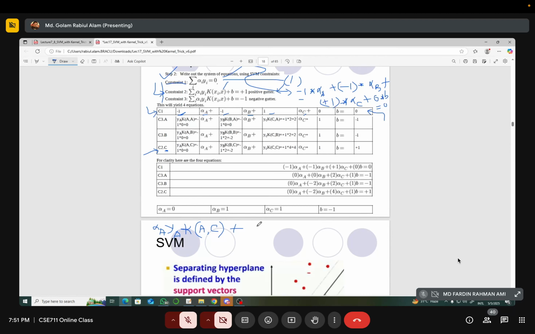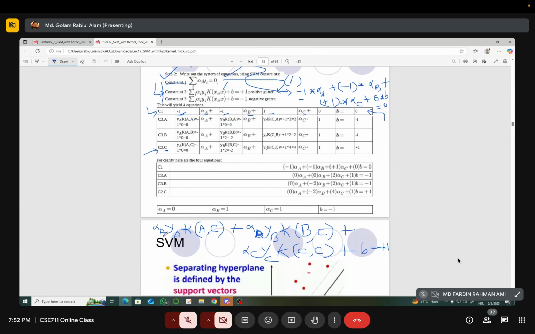then plus alpha B, then yB, K of B, but we have to keep the C. Plus, we can rewrite this equation as alpha C, i equals C this time, y equals C, and K here is C, and C is fixed, plus alpha i, y i, K, then b, where b equals positive 1. So this will be the equation in that case.